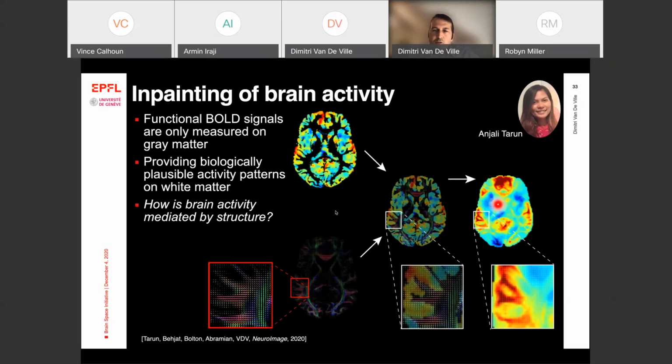So we're not going to try to recover activity from the white matter. We're just given the activity on the gray matter and given the connectivity on the white matter, can we come up with what could be a plausible activity pattern that matches both? And the ultimate idea is that this might help us to get insights in how brain activity is mediated by the underlying structure.